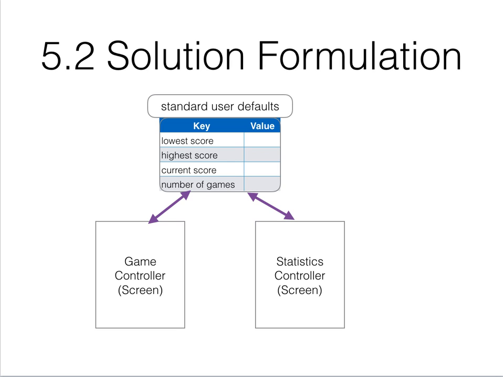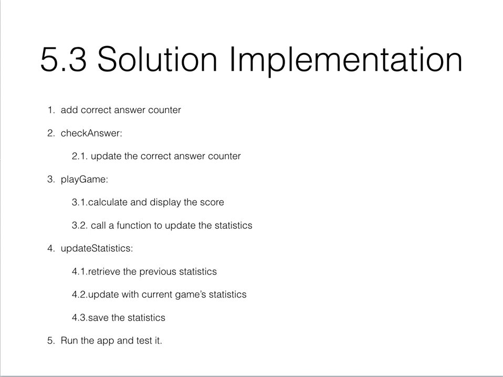So I will take my 4 statistics items and load them to the user default as keys with values. So the game controller can then go to the user default, retrieve those 4 values, update them, and then write them again. And the statistics screen can then retrieve those values also from the user default and display them to the user. So that's the primary concept for the solution formulation.